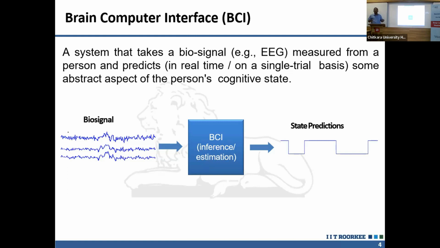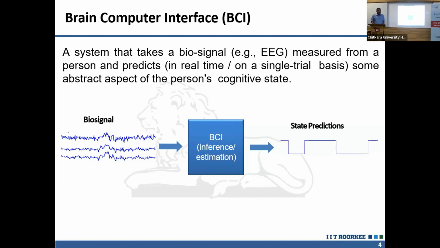Some people are in depression, so their cognitive state is different from normal people. So we could analyze the state of that human. There are some biosignals, or neurosignals, or neuron information, and there are software programs which will analyze these signals and predict whether it is a happy state or a sad state.